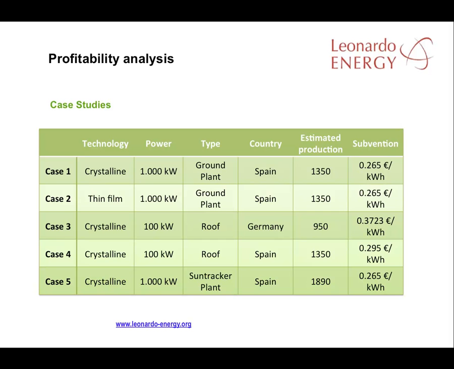Here are 5 case studies generating 5 different scenarios from the German and Spanish situations. We look at the 100 kilowatt or 1 megawatt capacity plants depending on the type of technology. And you will see that the estimated production of a sun tracker plant in Germany is around 35% higher than for a fixed module ground-mounted plant.